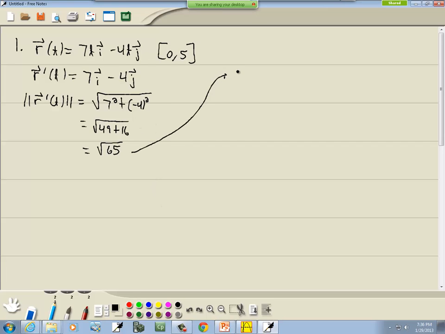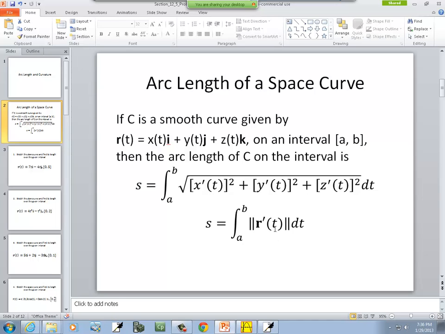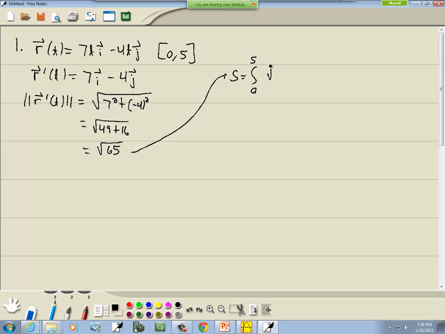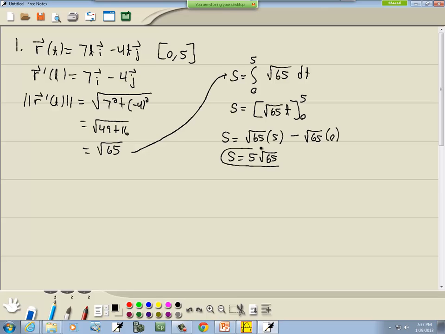So then from our formula, S is going to equal the integral from 0 to 5 of our magnitude of r prime, which we just said was the square root of 65, dt. Well, when you've got a number and you take an integral of it, you just put a t on it. So this becomes the square root of 65 t, from 0 to 5. And if we plug in our numbers now, S is equal to the square root of 65 times 5 minus the square root of 65 times 0. The 0 times the square root of 65 drops away, so our length is 5 square root of 65. And that's our answer.